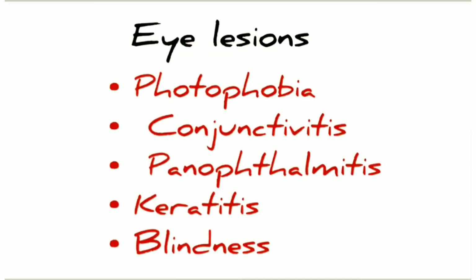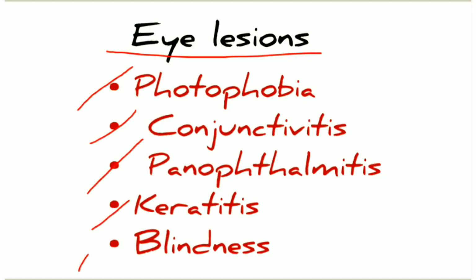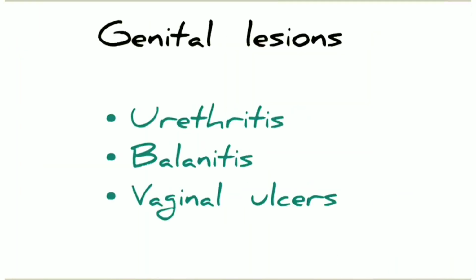Next, moving forward to eye lesions. You can see here photophobia is seen, conjunctivitis is seen, panophthalmitis is seen, keratitis is seen, blindness is seen. So these are the different eye lesions. Next, moving forward to genital lesions. These can include urethritis, balanitis and vaginal ulcer.